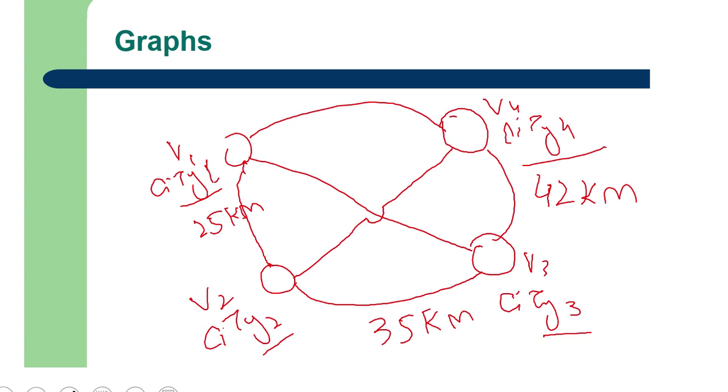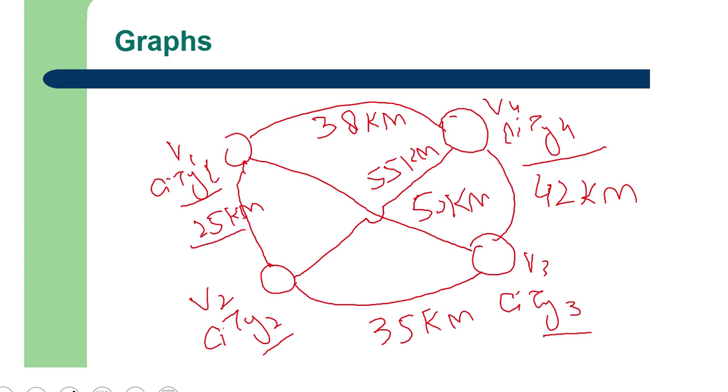And the distance between city 4 and city 1 is, for example, 38 kilometers. City 1 is directly connected with city 3, and the road length is, for example, 50 kilometers. The road length between city 2 and city 4 is, for example, 55 kilometers. As in this case, the edges are labeled with a weight or a cost.